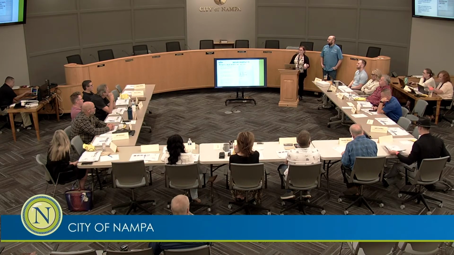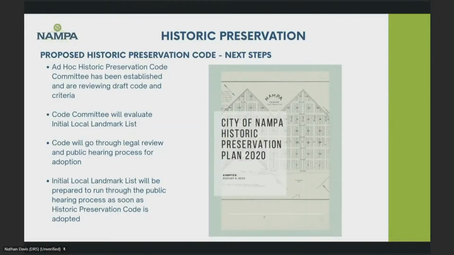So again, as staff, we are working through our next steps with the Arts and Historic Preservation Commission. There's an ad hoc committee out of the Arts and Historic Preservation Commission that has been created and is working through that. We've had our first meeting. Councilman and Arts and Historic Preservation Commissioner Haverfield is on that group. They're working together on putting together the initial local landmark list. Then we'll have the code go through legal review and the public hearing process that's required to adopt it. And then we will run that initial landmark list through after the code has been established. So we wanted to let you know that that process is in the works.